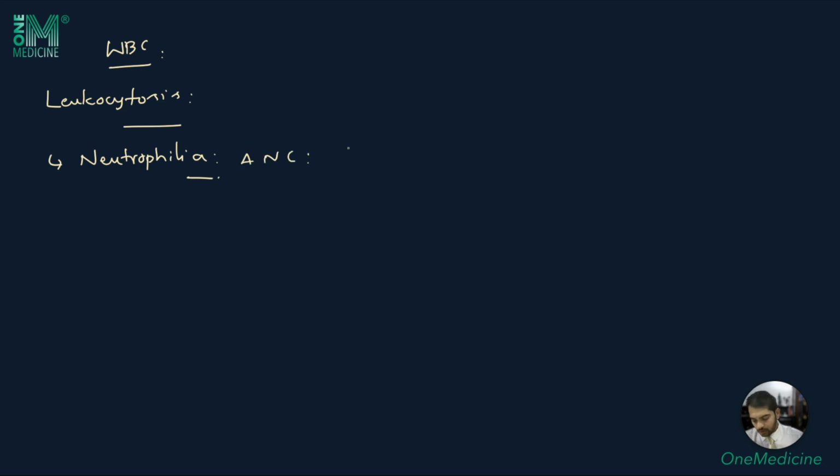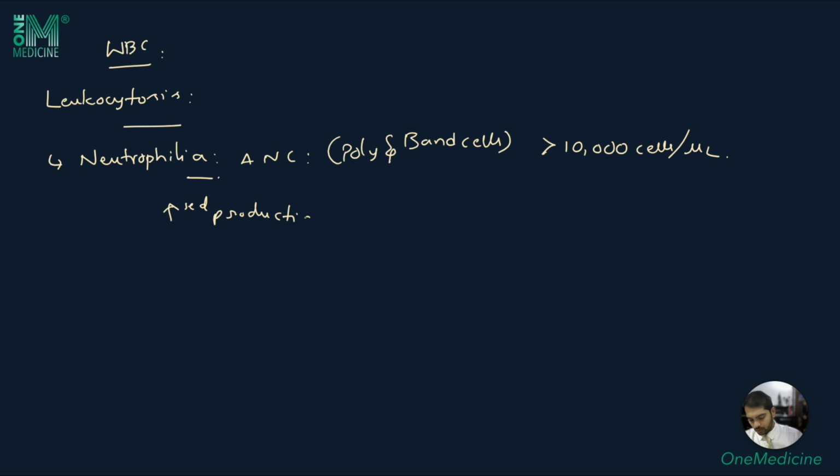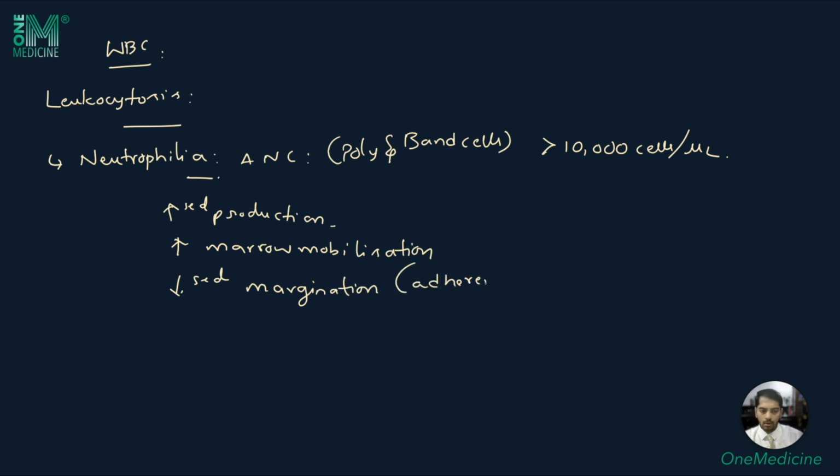An absolute neutrophil count, including both the poly and band cells, of more than 10,000 cells per microliter is considered as neutrophilia. The pathophysiology of neutrophilia involves increased production, increased marrow mobilization, or reduced margination. Margination is the adherence of cells to walls of blood vessels. Let's look at the causes of neutrophilia.